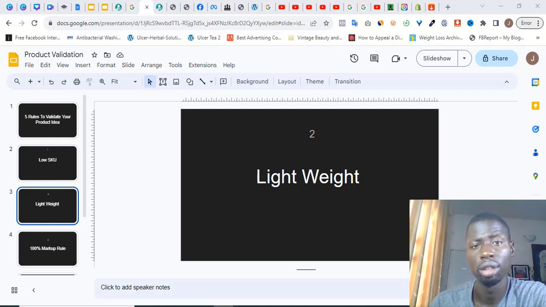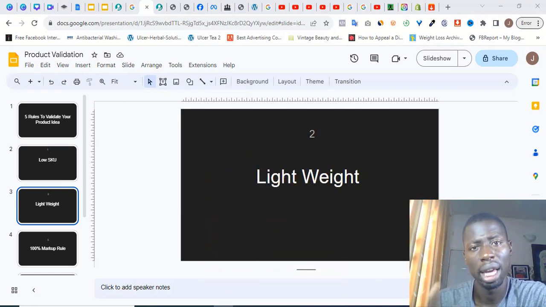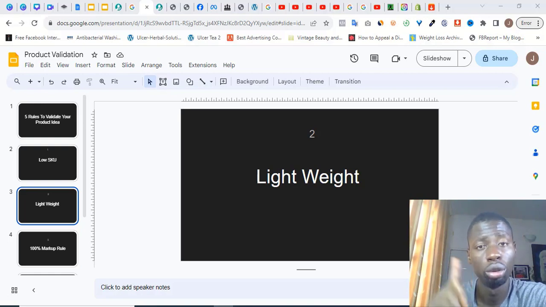lightweight. I would advise you go for lightweight products if you're starting the e-commerce business, right? Because you don't want to spend so much money delivering just one product when you can spend the same cost of Waybill on delivering, let's say, 10 products. So here's what I mean. Take for instance, you have one air fryer, and you want to Waybill that air fryer from Lagos to Benin. It's going to cost around 3,000 naira to 4,000 naira. So that's to Waybill just one air fryer to Benin.